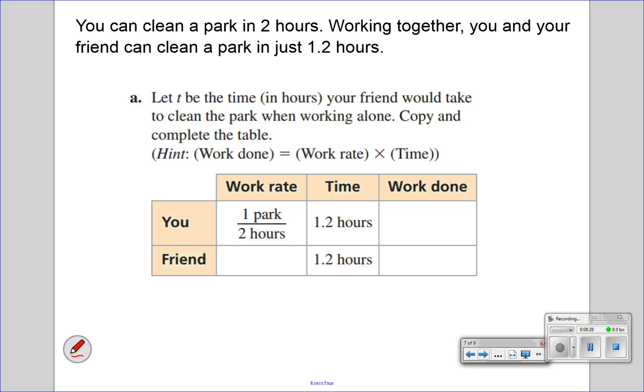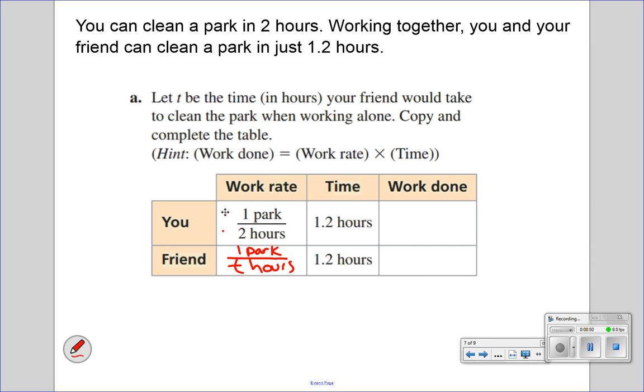So then they tell you that work done is equal to the work rate times the time that you do it. So you can clean one park in 2 hours. Your friend can clean one park in T hours, right? We don't know what T is, but we know that. Okay, now we have to calculate the work done. So to get work done, we do work rate times time.